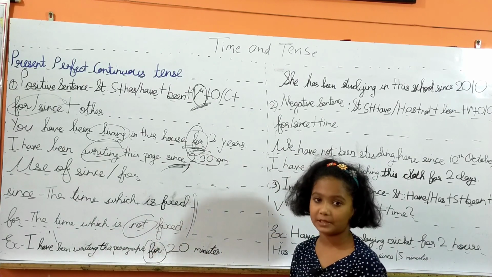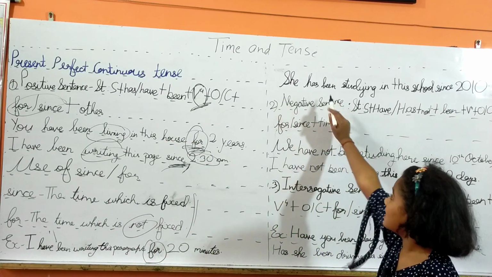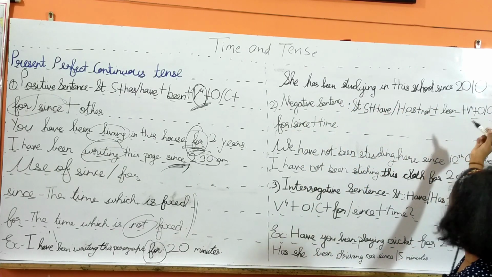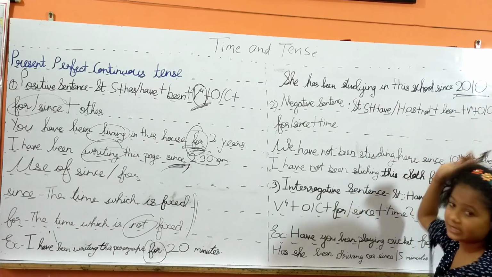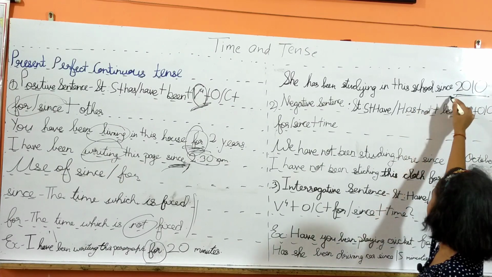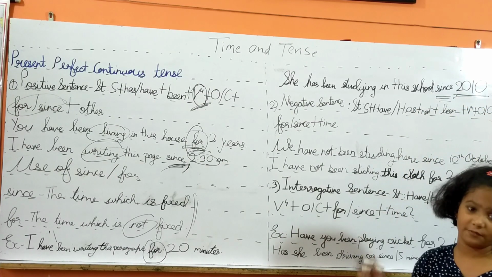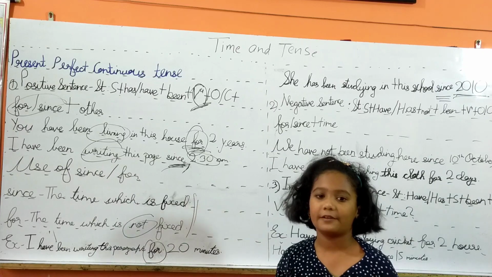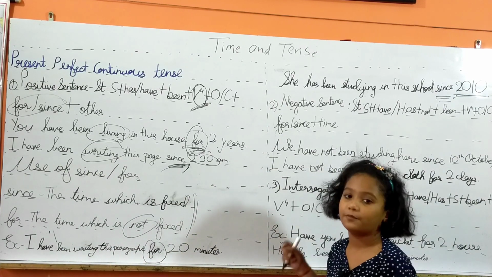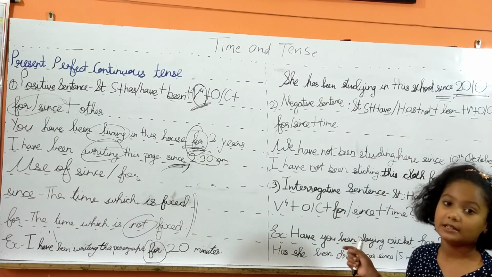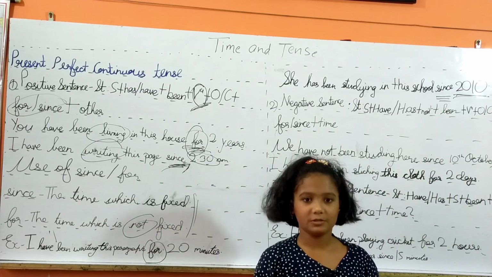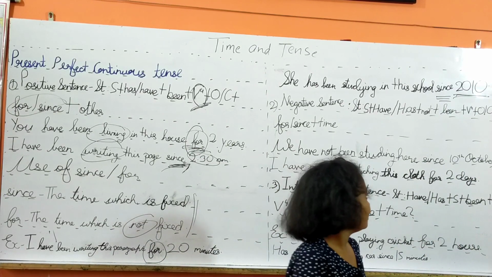Then we will take an example using since. She has been studying in the school since 2010. 2010 is a fixed year. So before 2010 we will use since, because 2010 is a fixed year. It is not telling from 2 years or from 5 years, it is not telling about a non-fixed date. It is telling about a fixed year. So we will use since before it.